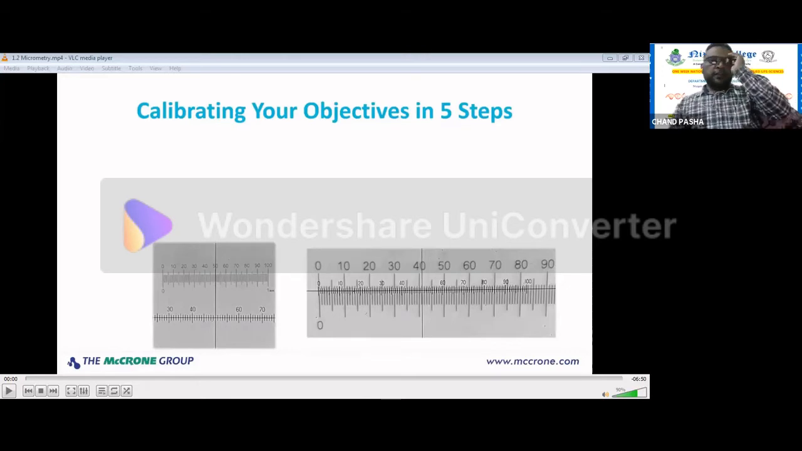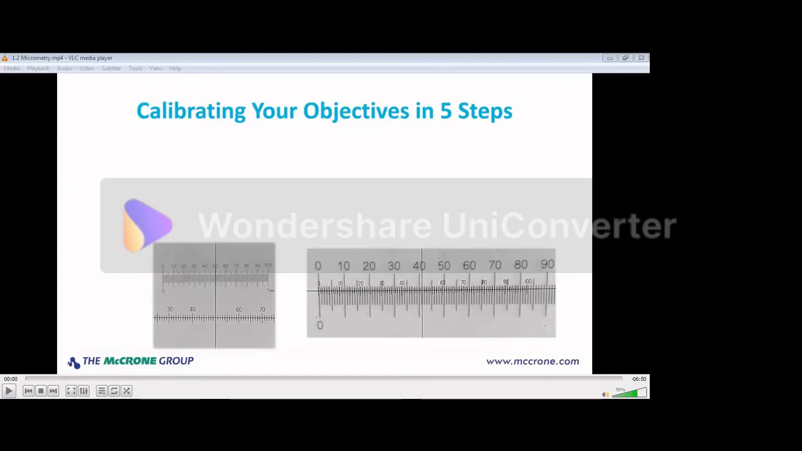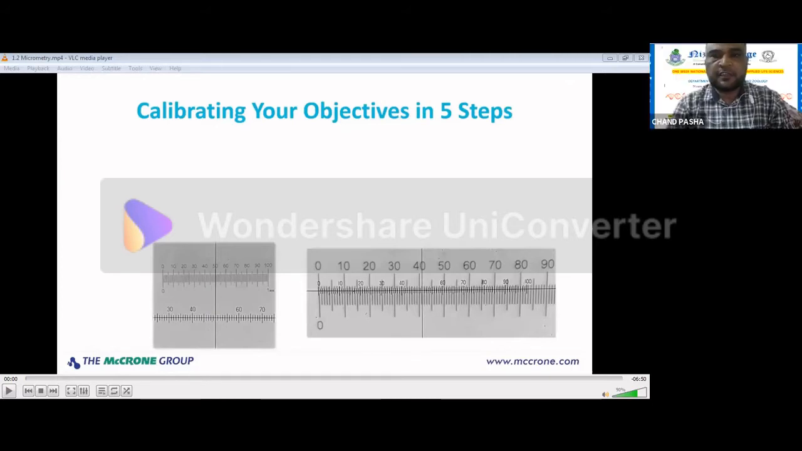So we'll learn something about calibration of the microscope for measuring the size of bacteria. Generally, we use the stage meter and ocular meter for calibration to do micrometry. On the left side you will have the stage micrometer, and on the right side the ocular micrometer. The stage meter is the one we keep on the slide, and the ocular meter is the one we keep in the eyepiece.